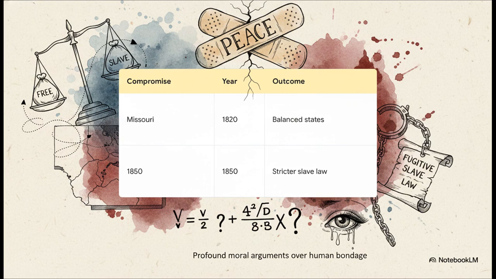In 1820, you have the Missouri Compromise, which carefully balanced the number of free and slave states to keep voting power equal in Congress. Jump ahead 30 years to the Compromise of 1850, where they tried again, adding California as a free state, but simultaneously enforcing a much stricter fugitive slave law to appease the South. But look, these attempts to keep the peace, they were just temporary bandages. They were legislative math problems that completely missed the deeper, profound moral arguments over human bondage.